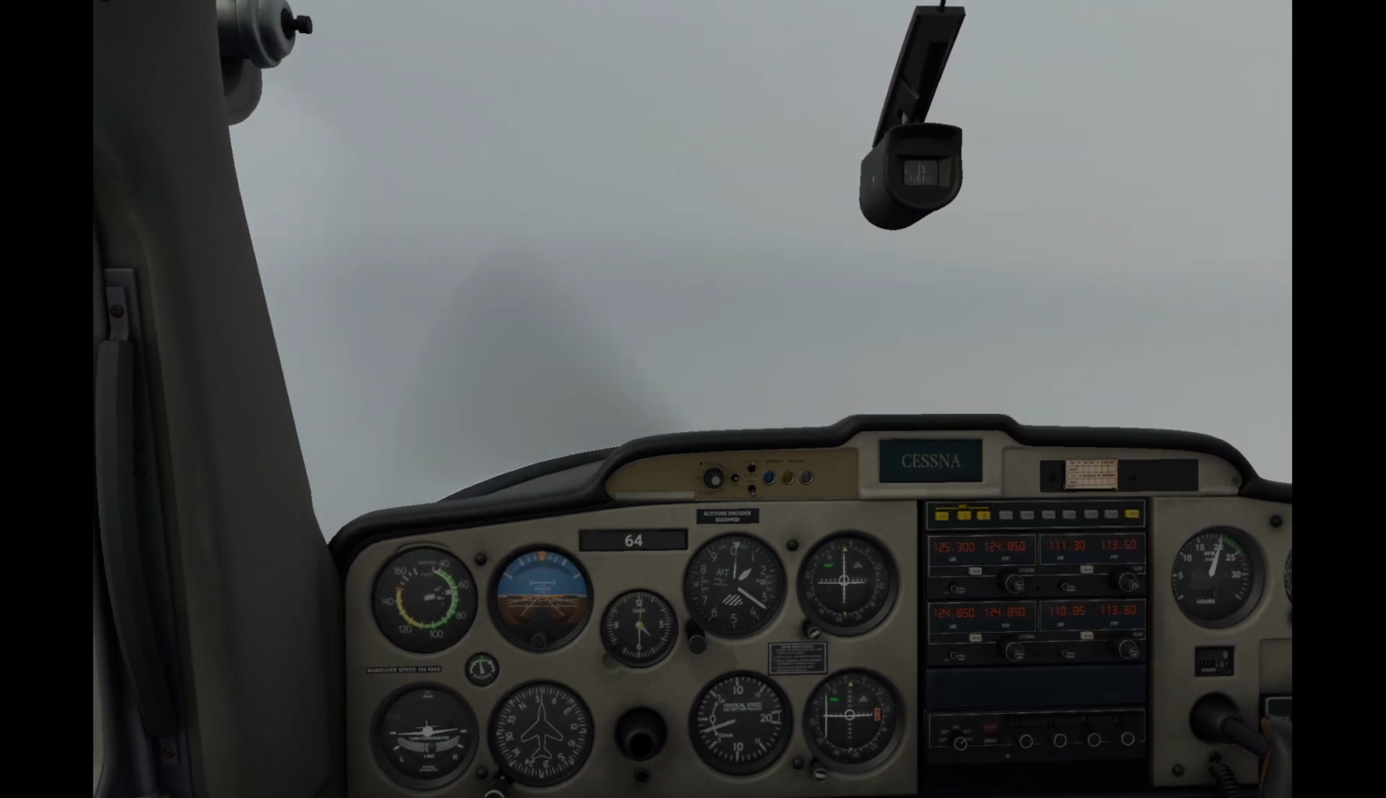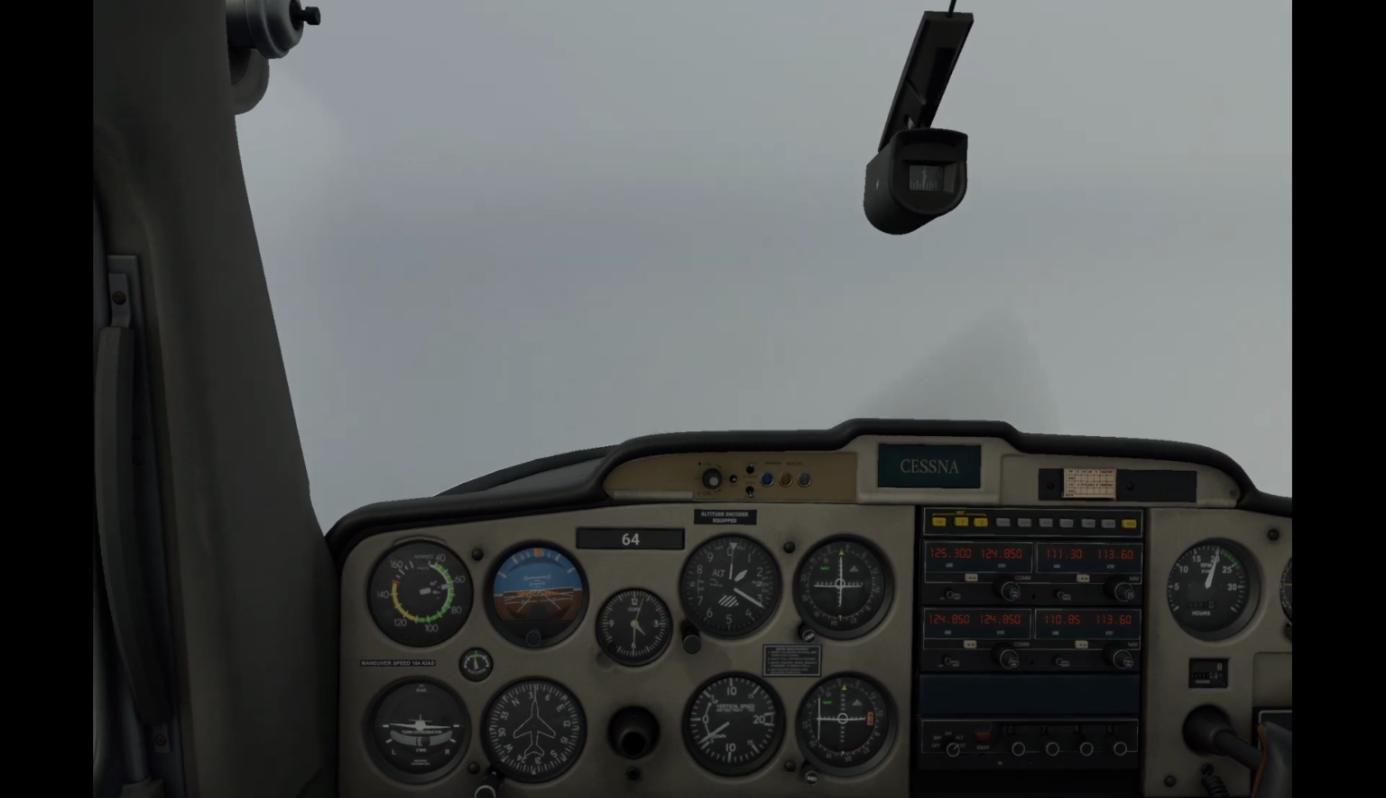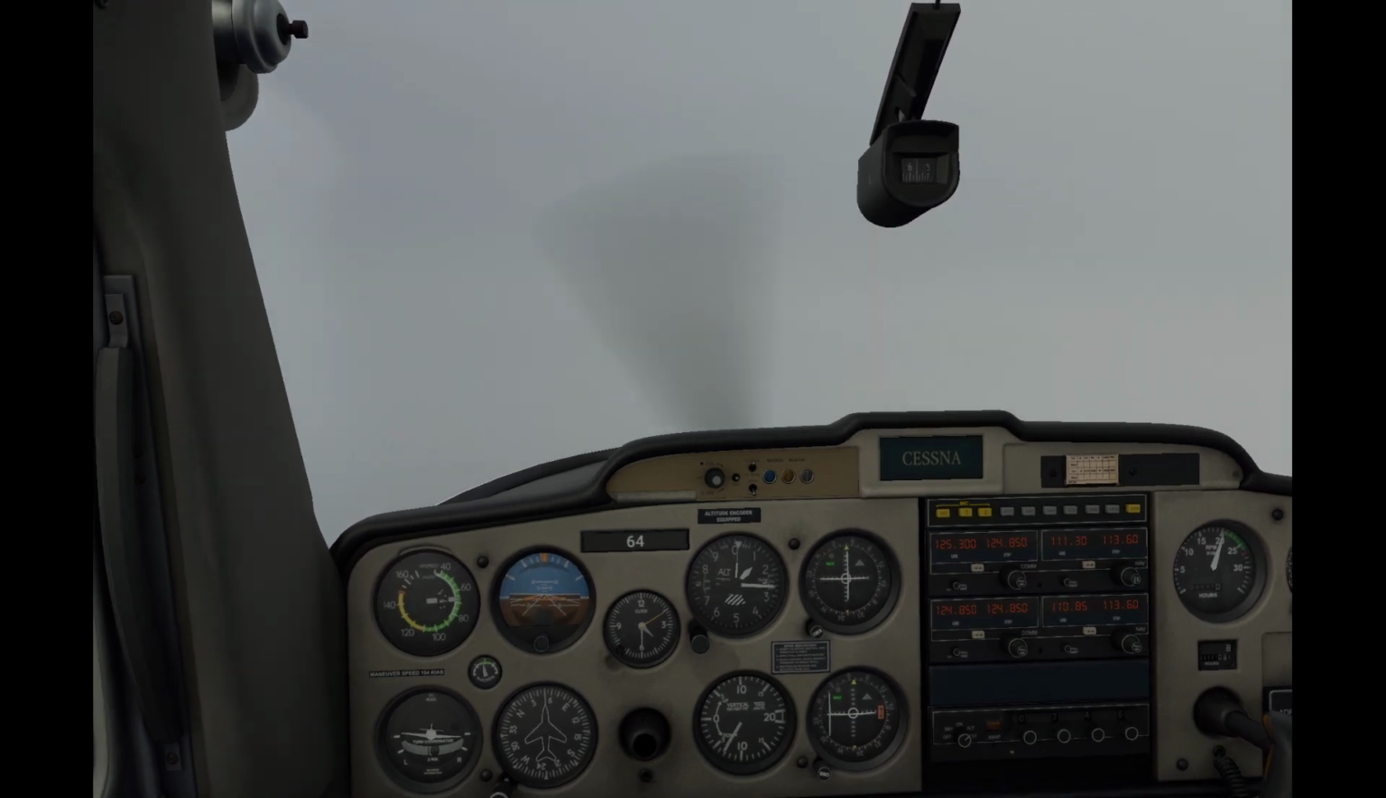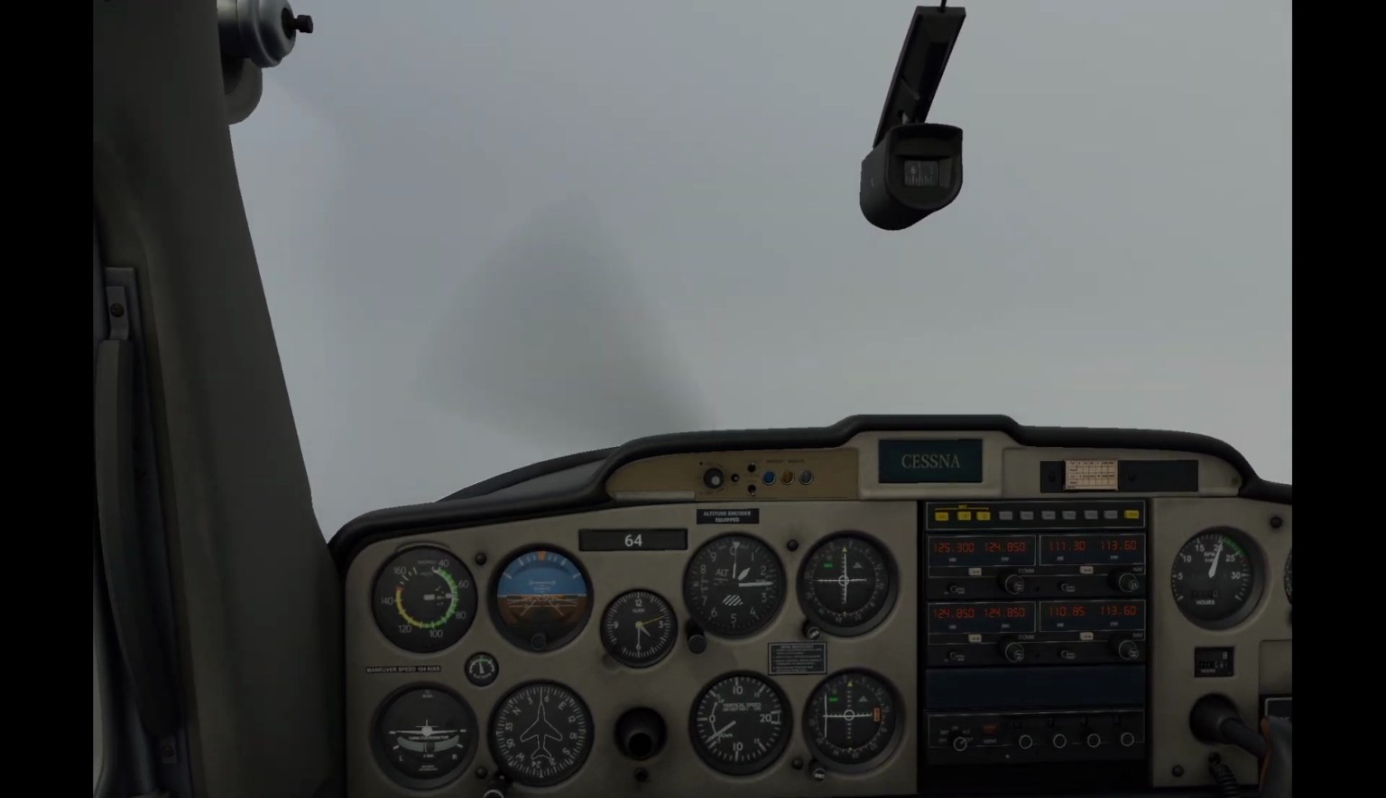Ooh, this turbulence is real. Swing back to the right a little bit. Should be good right there. Altitude is good.